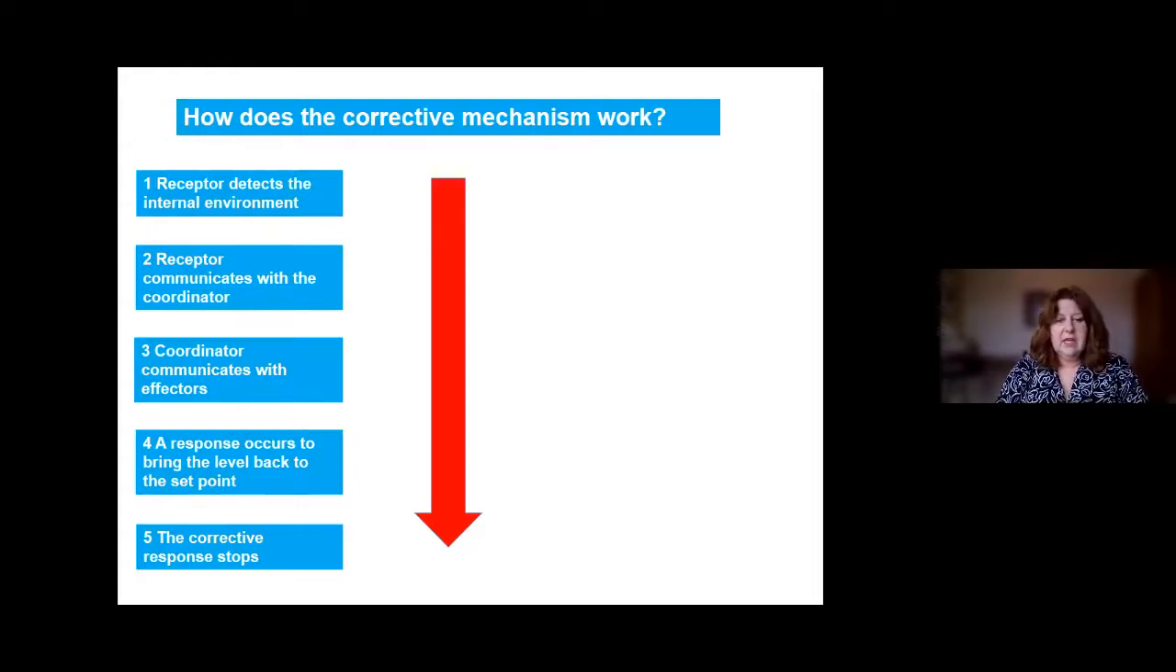What happens is the corrective mechanism is put into place, and then it'll be back to the receptor that'll detect that the internal environment has returned to the set. So for instance, a hormone may have been produced, and then because of the corrective response, that hormone may not be produced anymore, or may be produced in a smaller concentration.